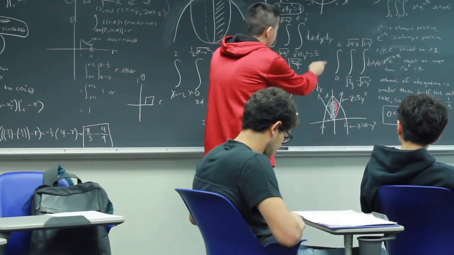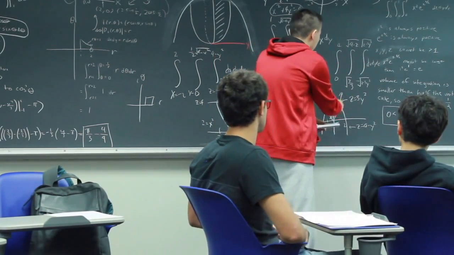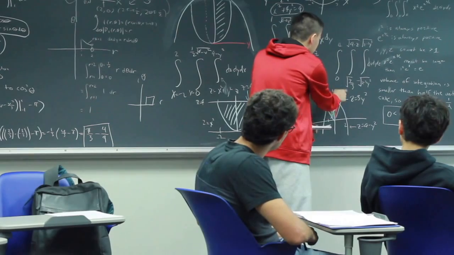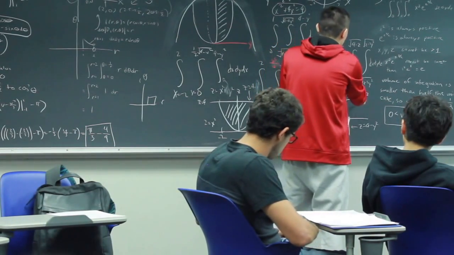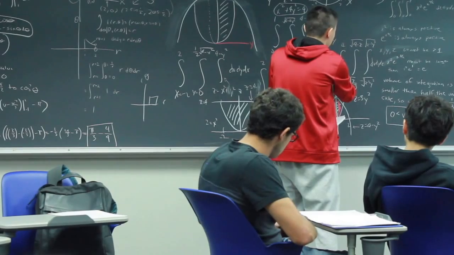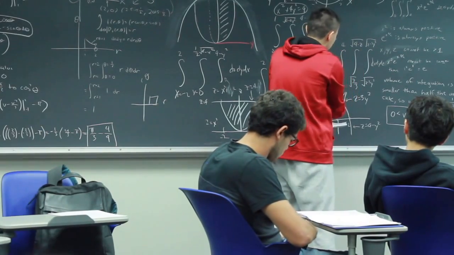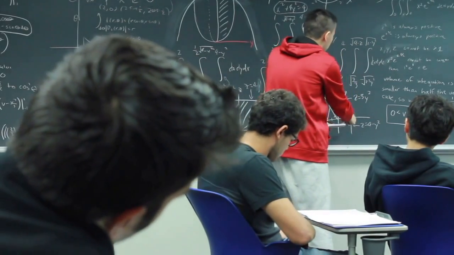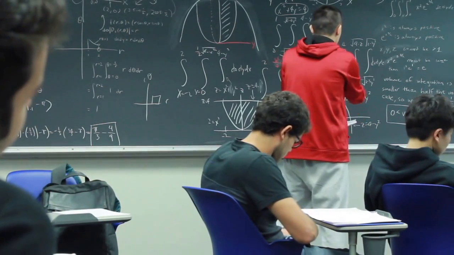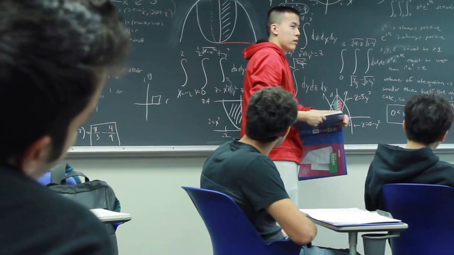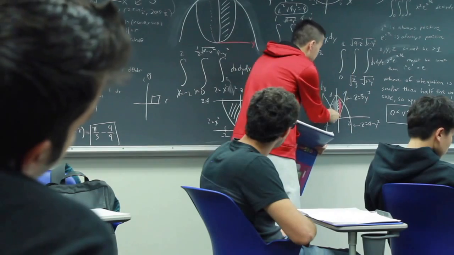We want dy dz. So y will go from this bottom parabola, which is z equals 3y squared. If you solve for y, it's the square root of z over 3, up to this downward facing parabola, z equals 4 minus y squared. If you solve for y, it's the square root of 4 minus z. They're both positive. And we want z from 0 to 4.